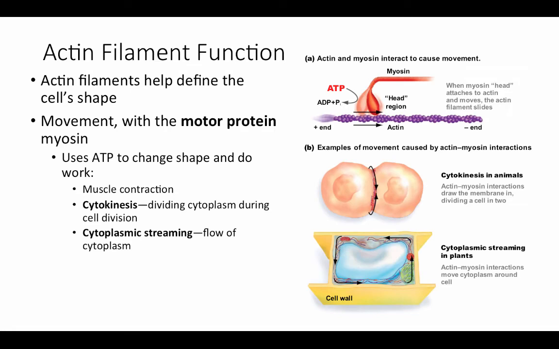So the functions of actin filament, as we just said, they help to define the cell's shape, and they can also produce movement along with the motor protein myosin. So same as the other motor proteins we've seen, it uses ATP to change shape and do work. So in the case of muscle contractions, this is an interaction between actin and myosin, where the myosin's head region is going to bind to binding sites on the actin filament and then change its shape. So it pushes the actin fiber in the particular direction, and lots of myosin heads doing this over and over and over again cause the shortening of muscles.